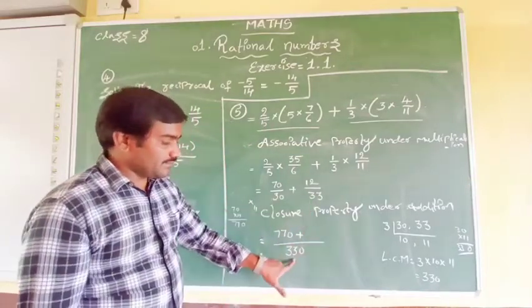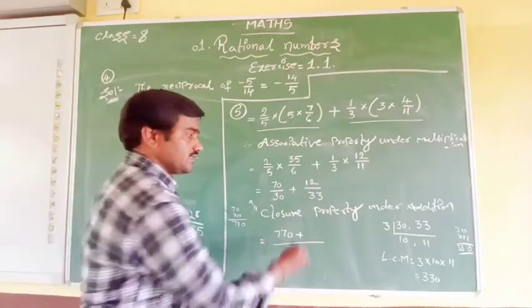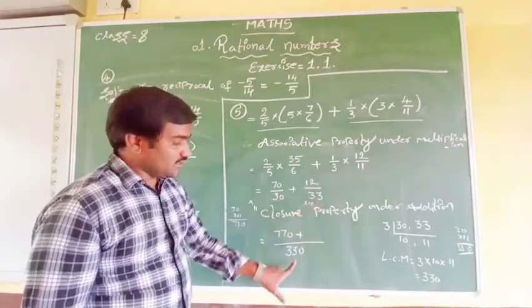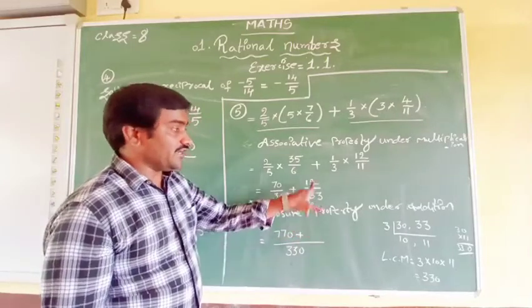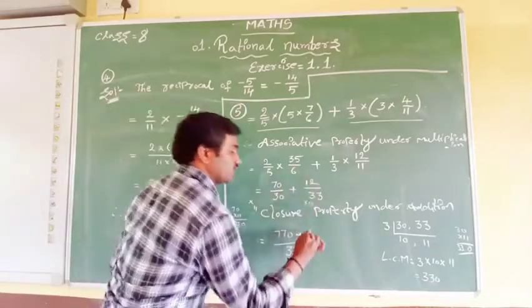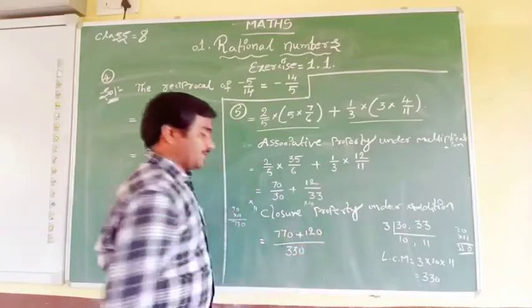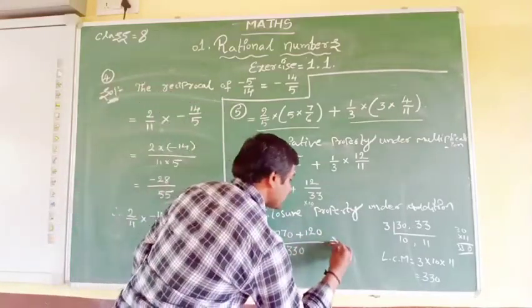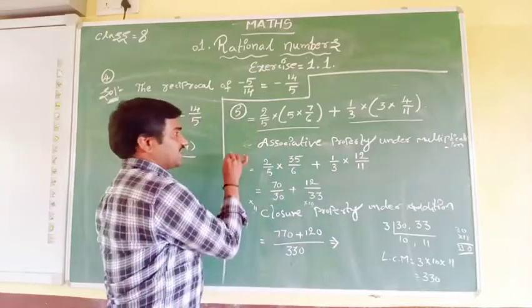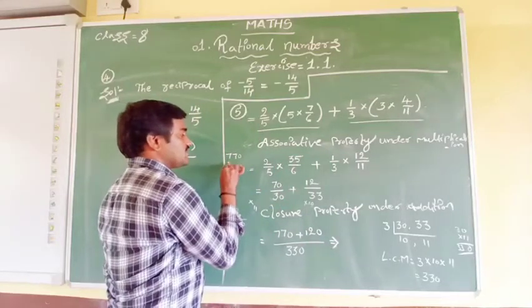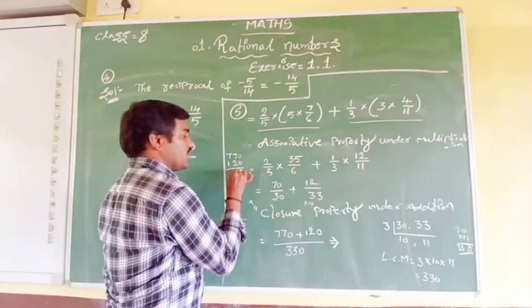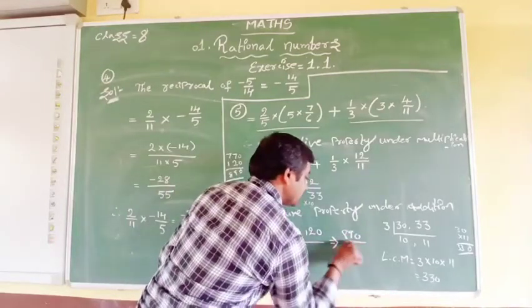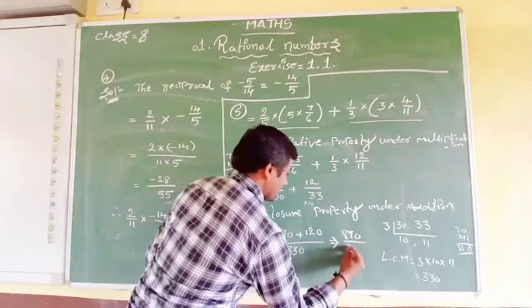33, how many times is 330? 33 into 10 is 330. This 10 into 12, that is 120. Okay, let us simplify this again. 770 plus 120 is 890, by 330.